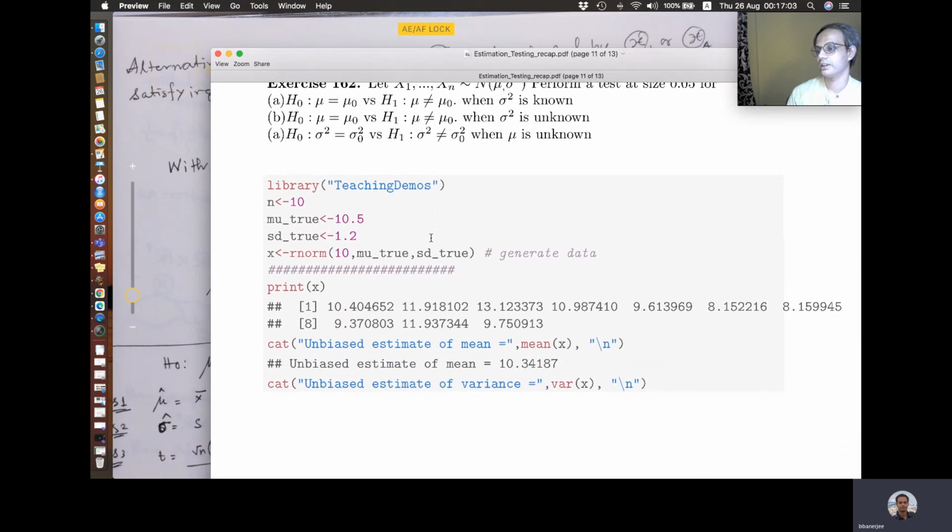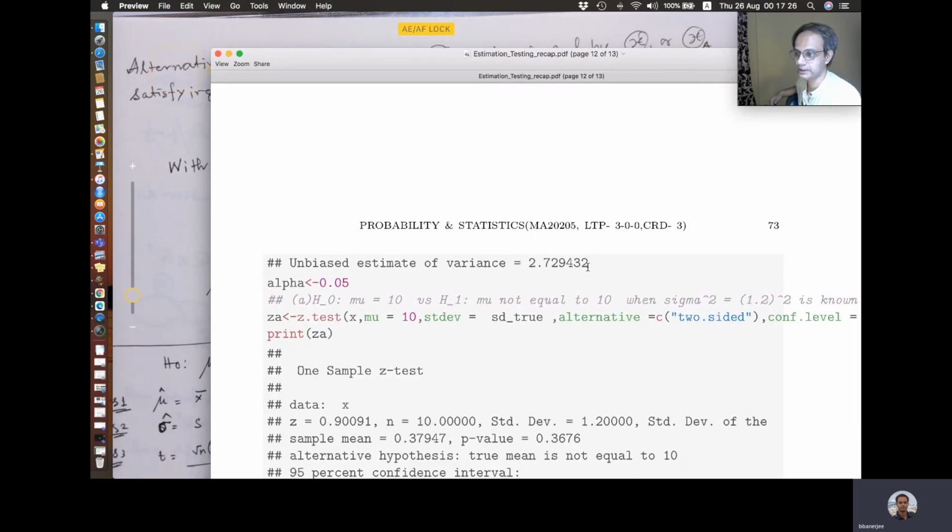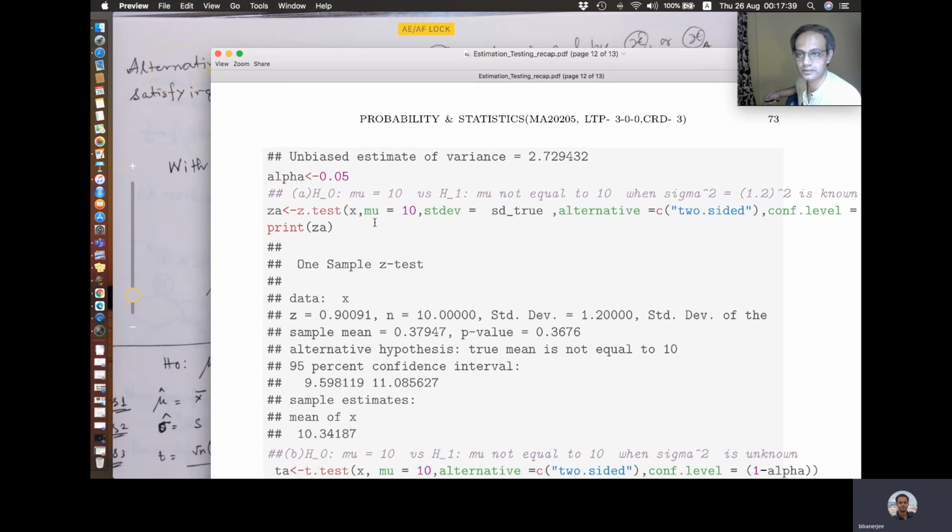Okay, so here is a simulation where you are drawing 10 samples from a normal distribution with mean 10.5 and standard deviation 1.2. Then the unbiased estimator of the mean is the sample mean, and the sample variance is this. You set alpha, then you are testing mu equals 10 versus mu not equal to 10, when sigma square is known, so you have to do the Z test.